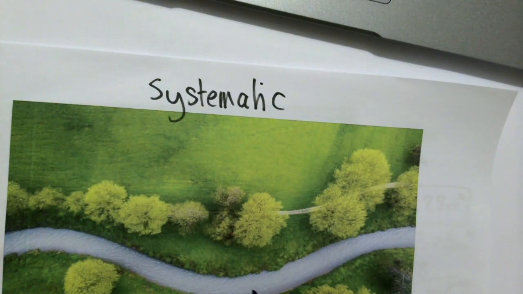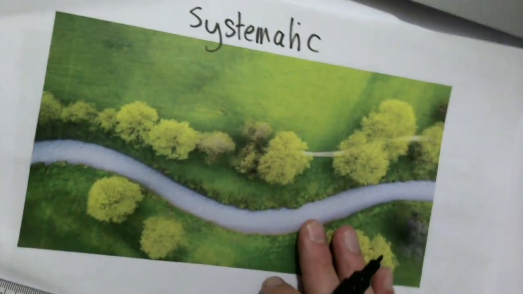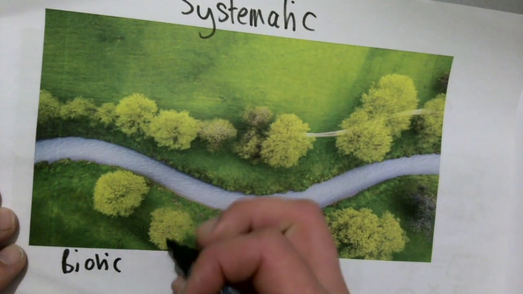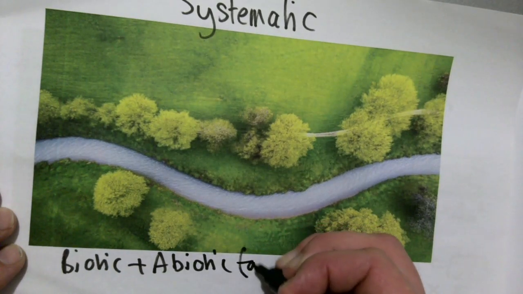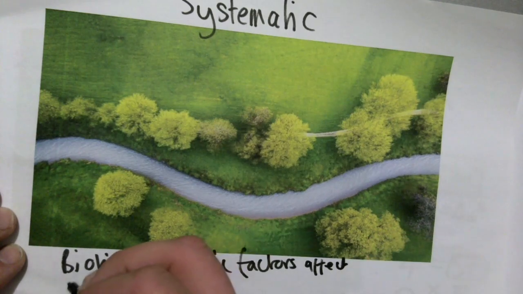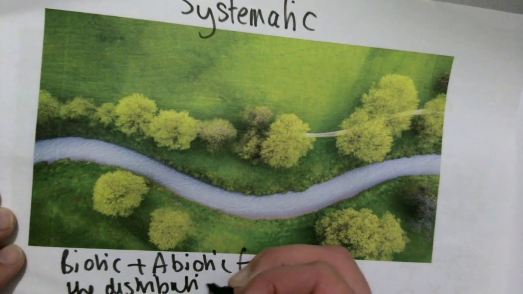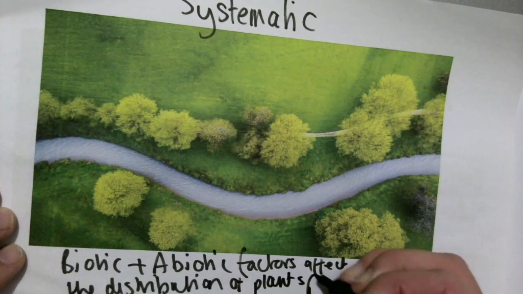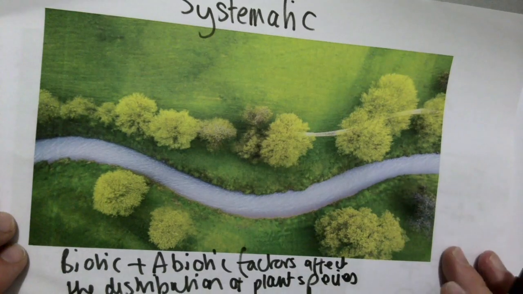And the difference being, the question we're going to ask is, how do biotic and abiotic factors affect the distribution of plant species as you move away from the river?